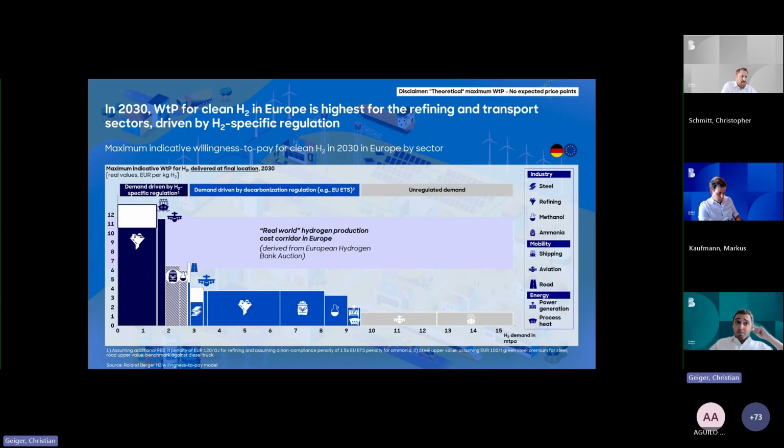Down the chart on the x-axis, you can see several additional end-use segments and corresponding volumes, which are driven by the decarbonization regulations, so CO2 pricing, and you can clearly see that there's a sharp decline in willingness to pay here. So we do not expect competitive or sufficient willingness to pay purely driven by CO2 prices going forward. So there's still a gap between the willingness to pay here for the decarbonization regulation and the production cost in Europe.